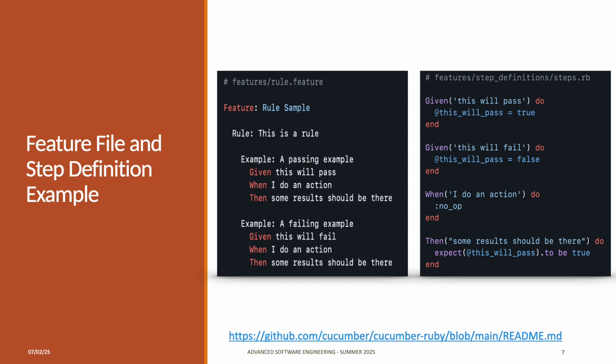Oppositely, the failing example, you can see this will fail. That variable is then set to false, and we know as it gets to that final step, false is not true, so that would fail.